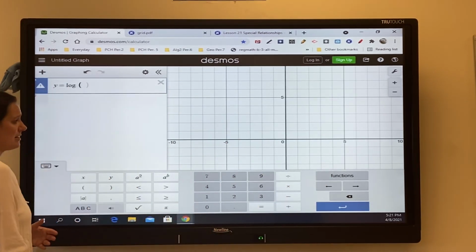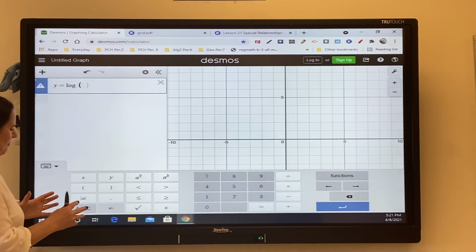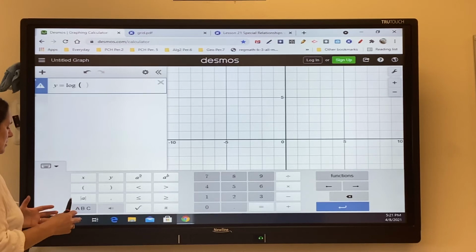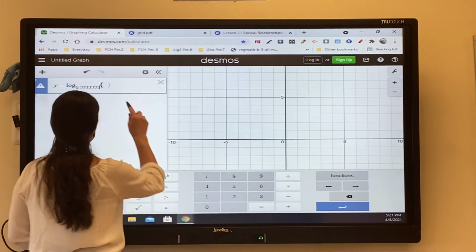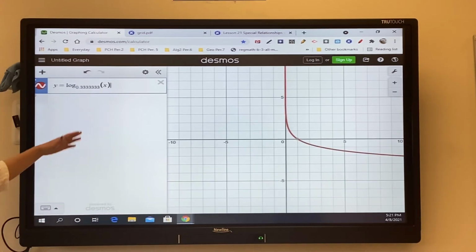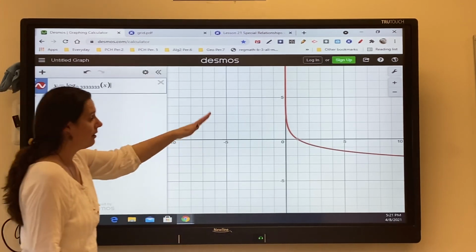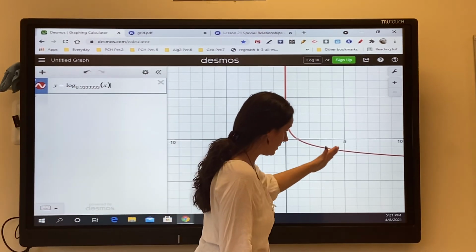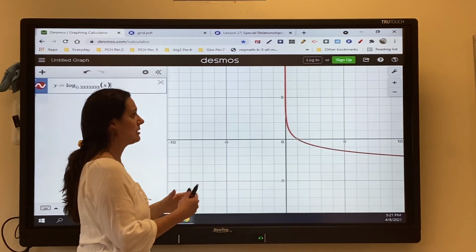So what if I type in y equals, and I go back to log base a, and type in a base of, instead of 3, how about 1/3? Unfortunately, I haven't figured out how to put in a base of 1/3 as a fraction, so we're just going to type it in as a decimal, 0.333333, which is about 1/3, and then x. And there you have it. See, there's logarithmic decay. As we read the graph from left to right, it's decreasing. So this would be a logarithmic decay graph.